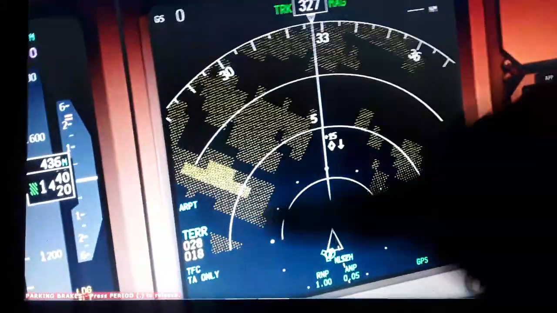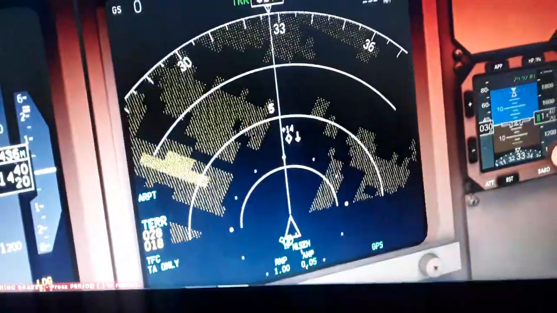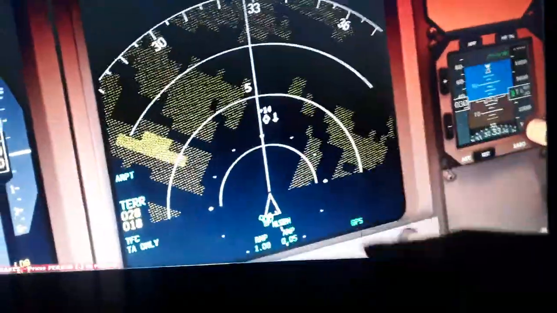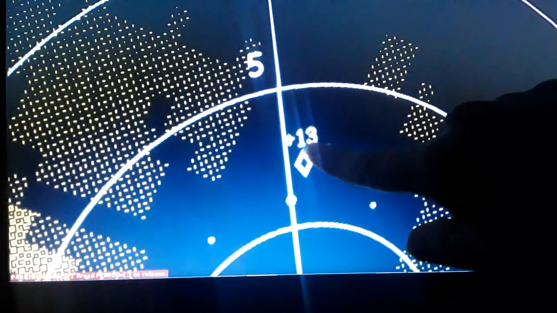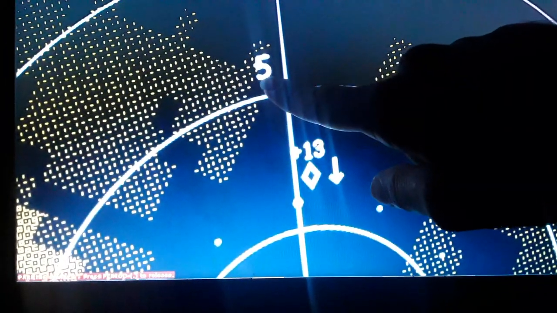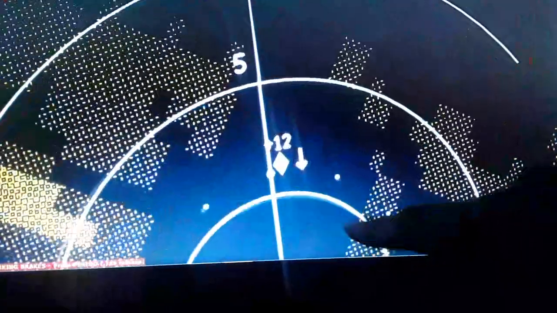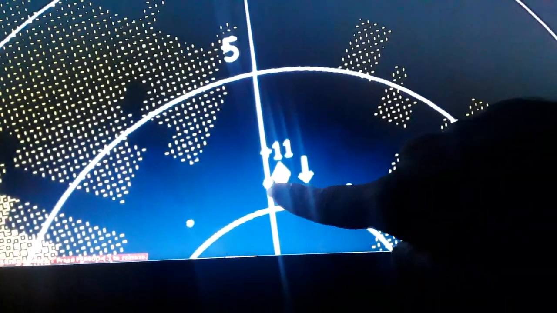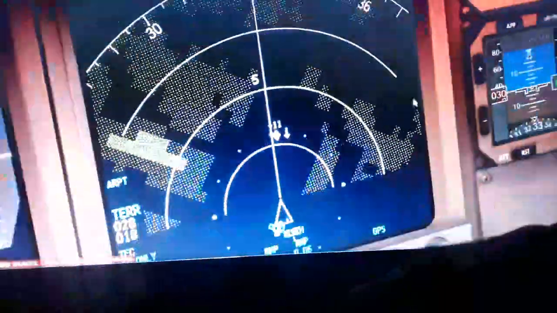You can see the terrain elevation right now is 2,800 feet with 1,800. So the aircraft flying in front of us is plus 1,400, plus 1,300. It keeps descending. It is less than 5 nautical miles, between the 5 and the 2.5. It's like 3 nautical miles now, plus 1,100 feet.